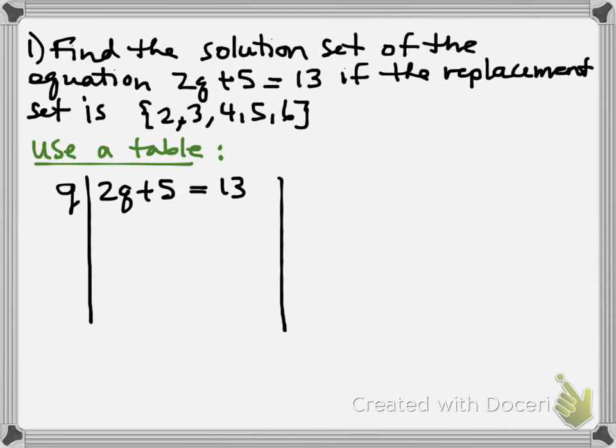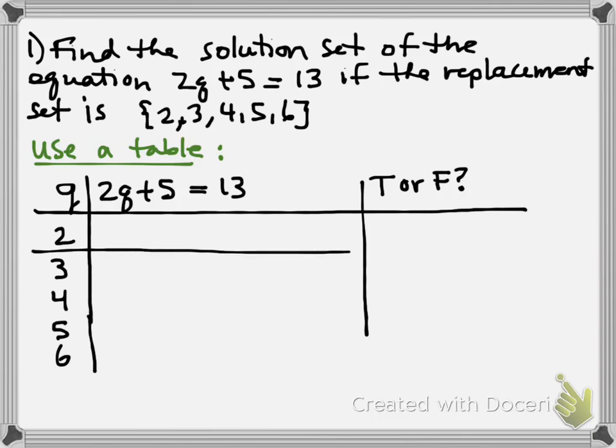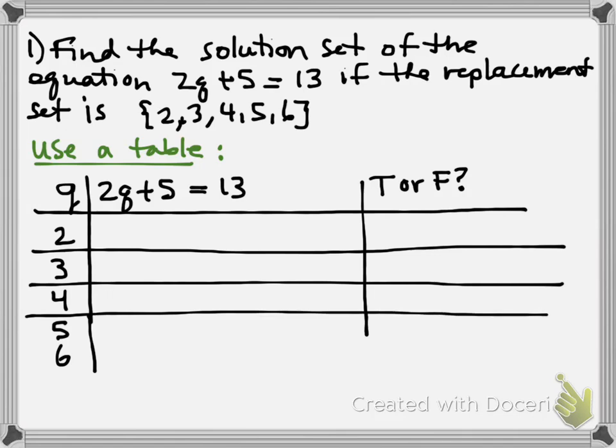You could do this in your head, and you could check it. I'm going to make it a little bit larger. And that's a Q. Then we're going to say, is it true or false? If it's true, it's a solution. If it's false, then it's not a solution. What's going to go down the Q column are your replacement numbers. This is a good habit to get into when you're asked to solve it with the replacement set.